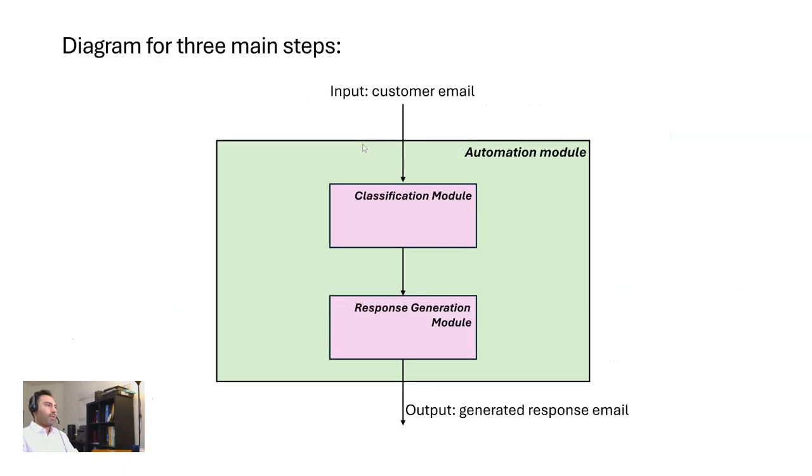So here is the diagram of the three main steps. You see at the top that the input, the customer email, comes to the automation module, and this input will be used as an input to the classification module. The output of the classification module is of course a class, or the classification, and it goes to the response generation module. The response generation module generates the response to the email, and the response goes out of the automation module.